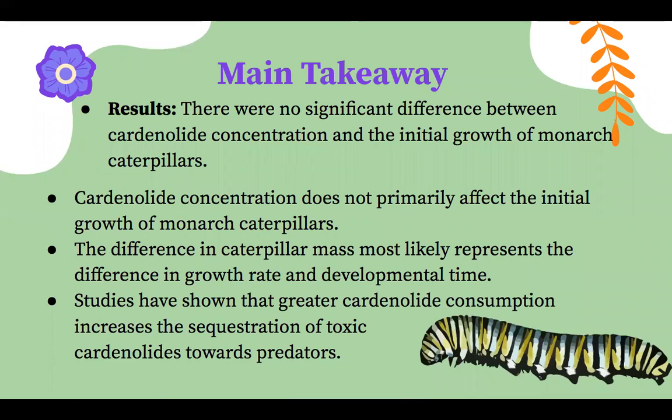Therefore, their diet consists of the cardenolide-containing leaves. And as monarch caterpillars feed on the milkweed, the chemicals in the milkweed provide protection from vertebrate predators.